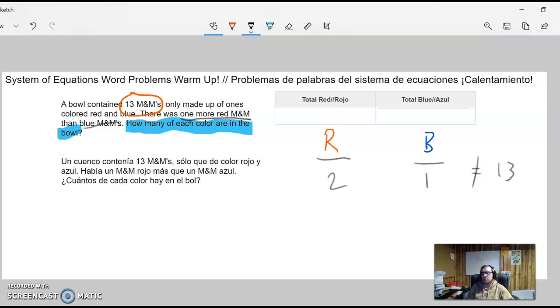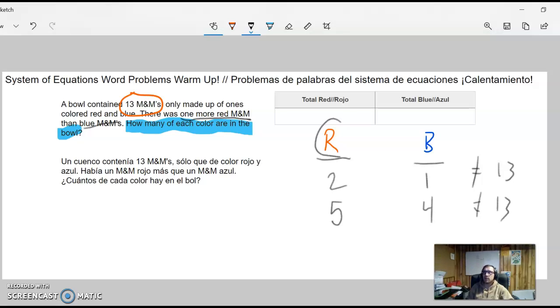So we could just kind of guess and check our way through this if we wanted. You know, if this was 5, how many would that mean for blue? Well, that would mean 4. But 5 plus 4 is not 13, so that guess doesn't work. And you can keep trying to guess through these.